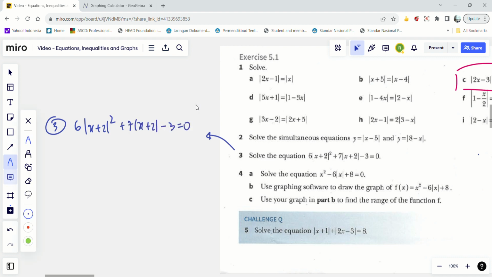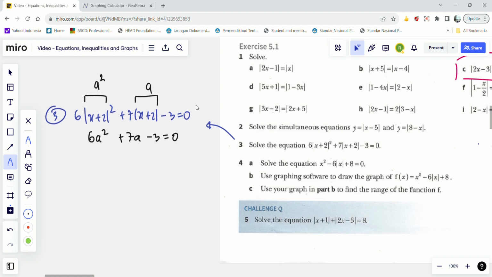Now if you look at this particular problem, I don't know whether you know this or not, but if you change the x+2 with a, this will be a squared and this will be just a, right? So it looks like it will be just 6a² + 7a - 3 = 0, which is just an ordinary quadratic equation, right? The look of the first question looks so complicated, but it turns out we can make it easier. So we can actually let a be the modulus of x+2.